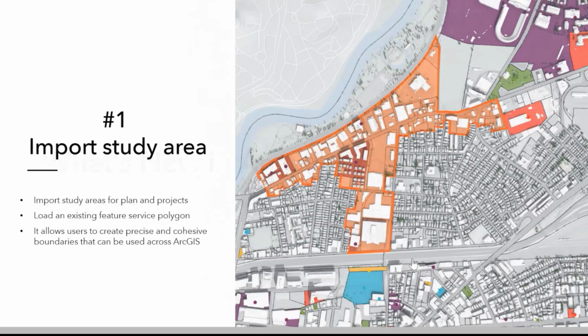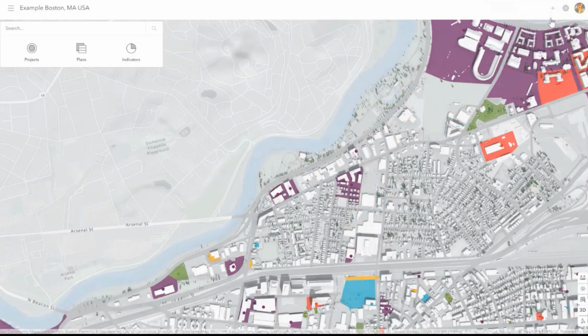The first new feature is something that has been highly requested: to import study areas when you create new plans and projects from feature services. This allows you to use the geometries that maybe you already have or you've created within another tool and load them through an existing feature service. You can load multiple polygons and then select the one that you want to use for your new plan or project. This really allows you to create more precise and more cohesive boundaries that can be used across ArcGIS. We have a quick demo for you to show you how that works.